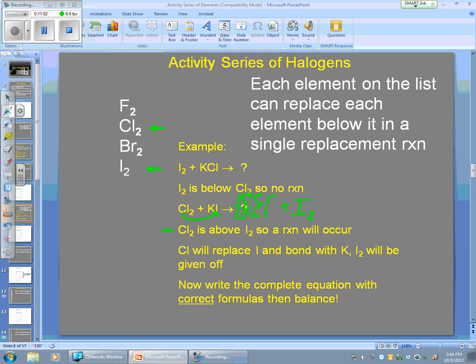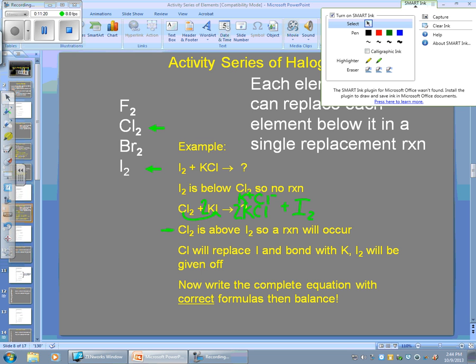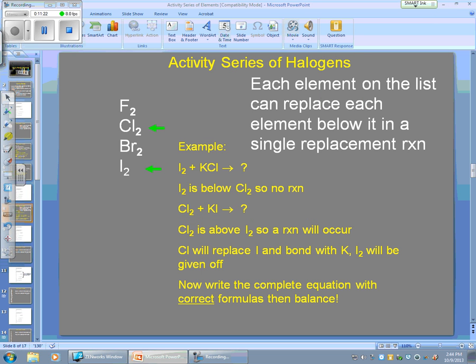Now I have 2 potassiums on the product side. I need to have 2 potassiums on the reactant side as well. Now I have 2 iodines, and on the product side I have 2 iodines. Okay, so that is the basics of how to work with the activity series. How to work with each one, the activity series of the halogens and the activity series of the metals.